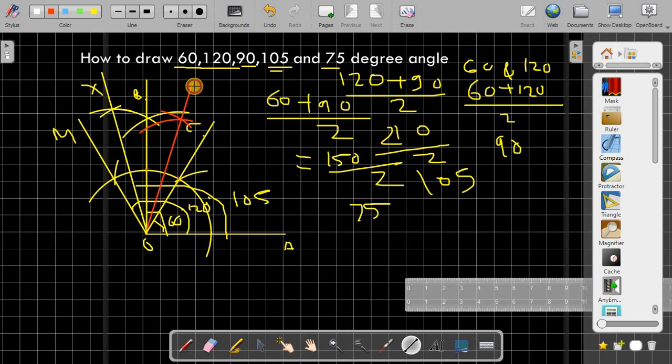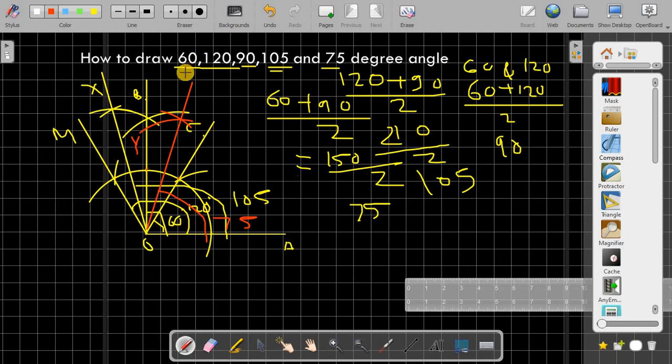So the last one is an angle of 75 degrees. This is exactly 75. And here I can give a name for this angle, you can give any one. So it is YOA. This angle is YOA. So you can observe I have designed the various angles.